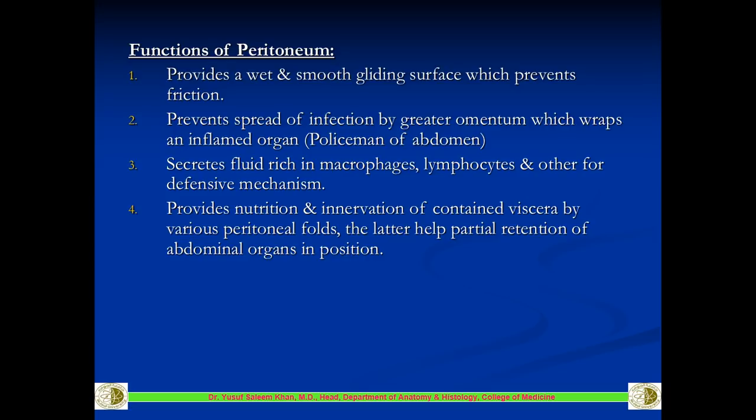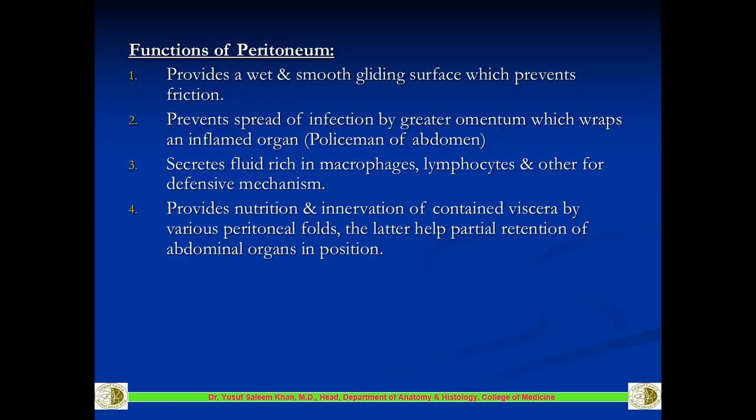So the two layers of the peritoneum, into which this organ will be invaginated, between the two folds will be the passage of blood vessels as well as nerves. So the arteries will be passing through them, the veins will be draining through them, as well as the nerves will be passing inside. So this will give the passage, especially for the organs, for providing nutrition as well as innervation.